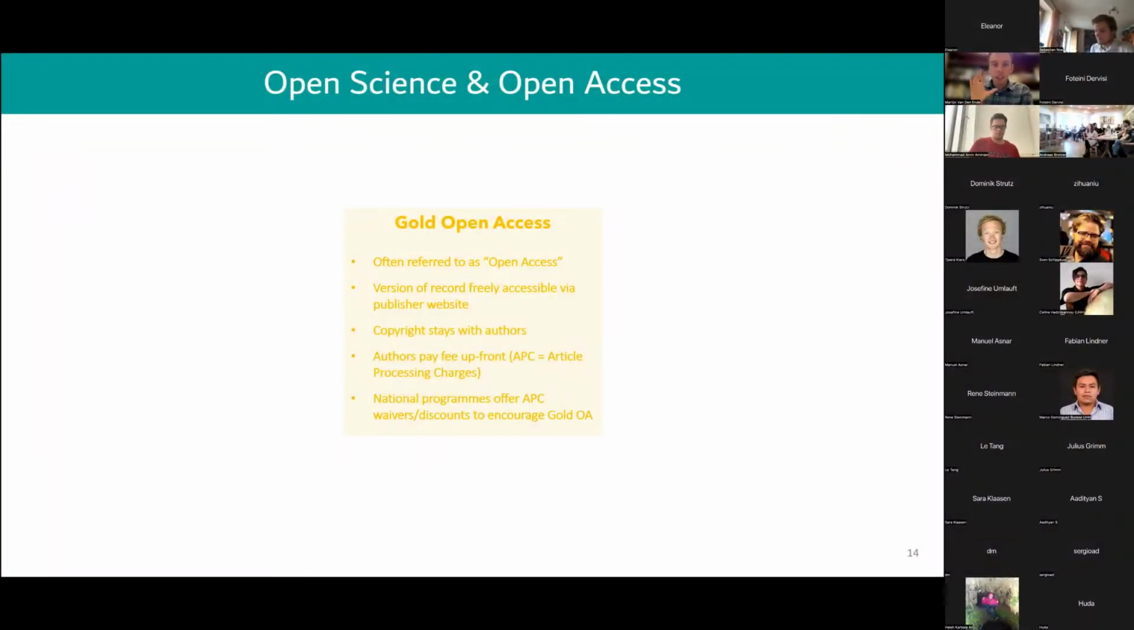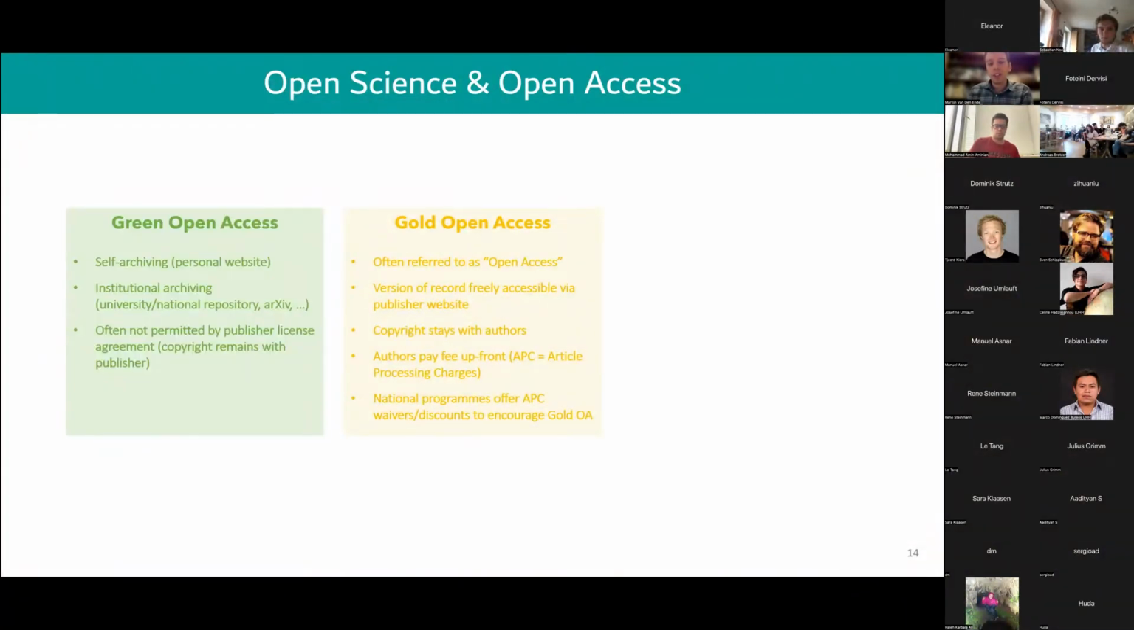Okay, now this is not the only form of open access that is out there. Green open access is actually quite a bit simpler, where you, for instance, can do self-archiving, where you have the version of record that you upload to your personal website, or you can upload it to an institutional archive like a university repository or a national repository or something like archive. But this is often not permitted with the publisher license agreement.